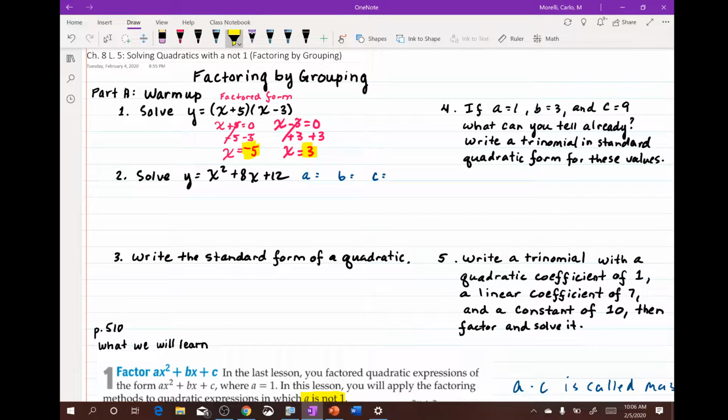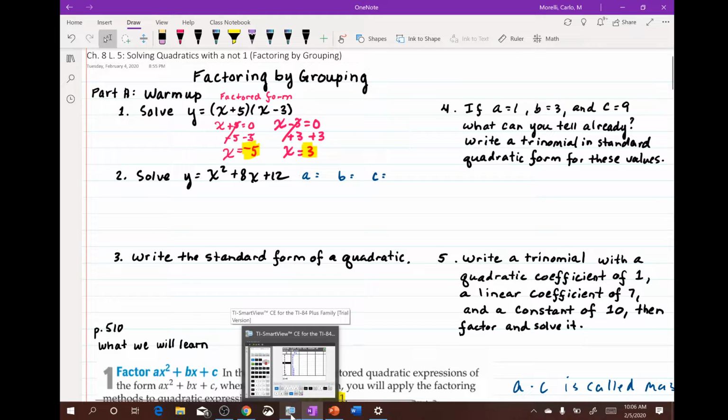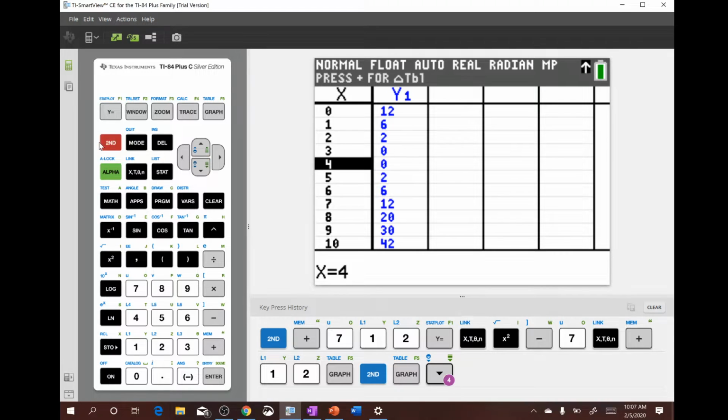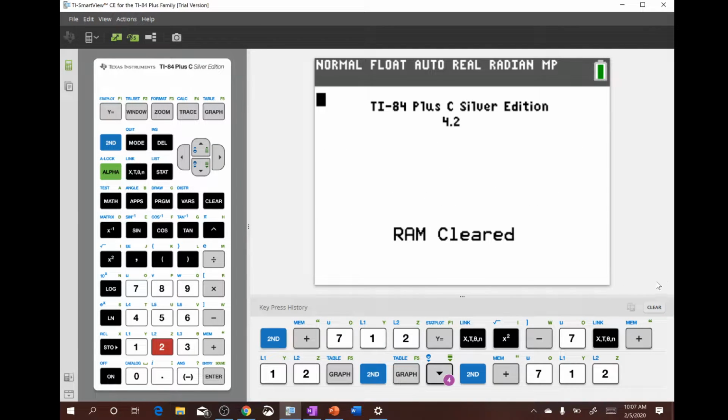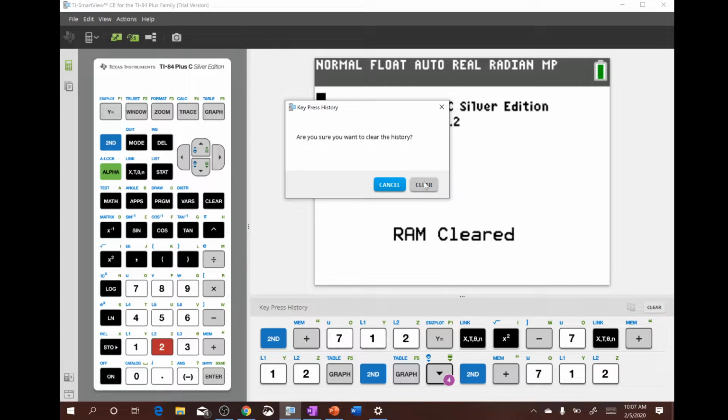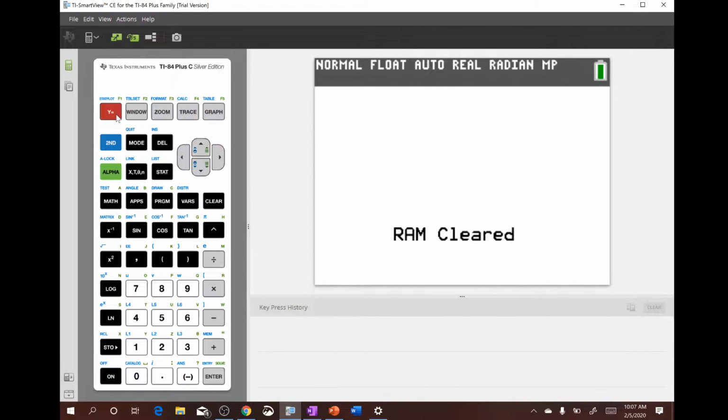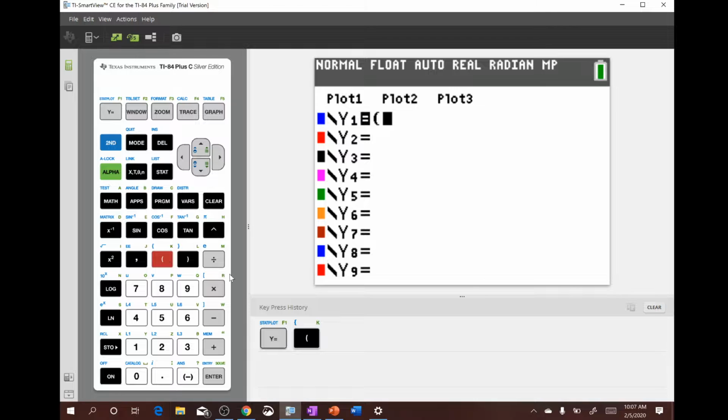But we can't rest comfortable, can we? We have to check. I'm going to show you how to check on the calculator. So the factored form of the equation is (x plus 5) times (x minus 3). Let me go to the calculator, 2nd plus 7, 1, 2, and I'm going to clear the key history. Let me go to y equals. Open parentheses, x plus 5, close parentheses, x minus 3. Was that how it looked?